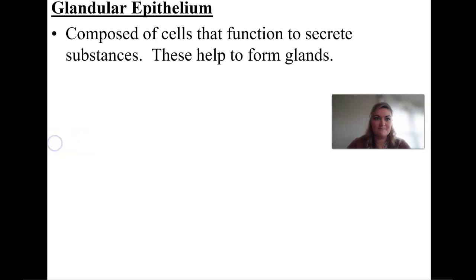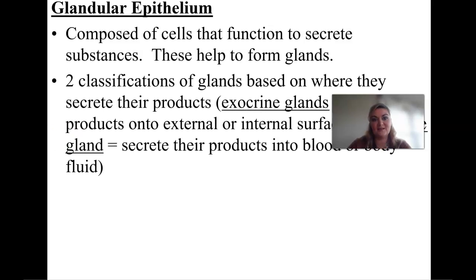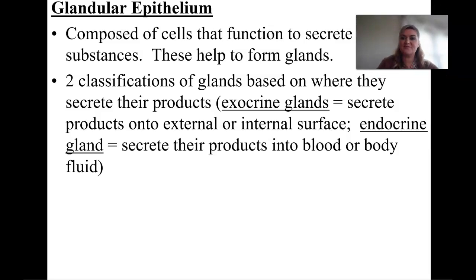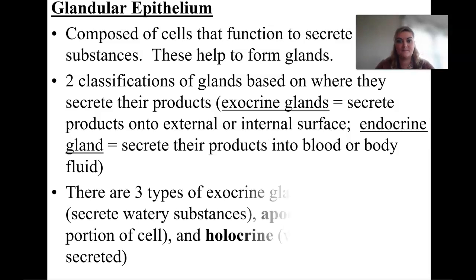Glandular epithelium is going to be composed of cells that function to secrete substances. This is going to help to form things like glands. There are 2 classifications of glands based on where they secrete their products. Exocrine glands secrete their products into the external or internal surfaces. Endocrine glands are going to secrete their products directly into the bloodstream or bodily fluids.